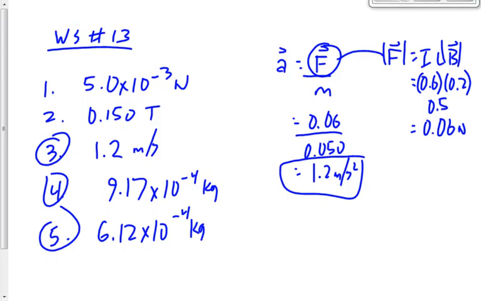4. 15 centimeter long length of wire. Again, it's 15 centimeters. We've got to make sure that we're in meters here. 0.200 amps, magnetic field of 0.3 Tesla. If the wire is suspended, what must its mass be?